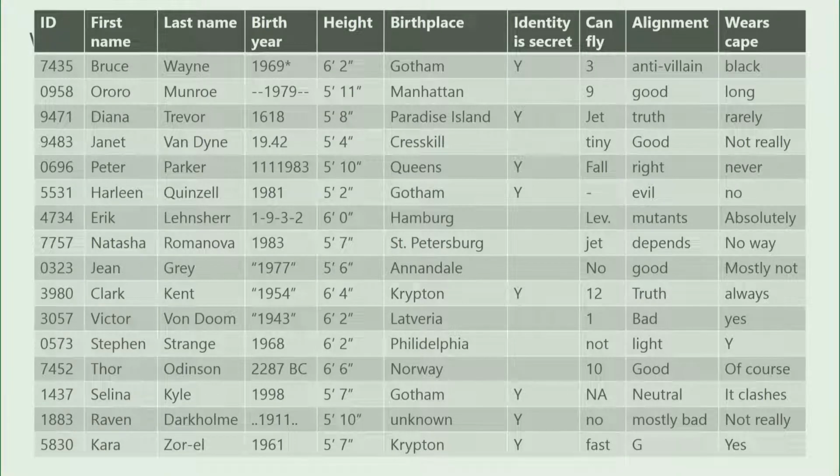So here's an example data set to show what I mean. Now, the first thing to do when presented with a new data set, I like to go through each of the columns and just make sure I understand what's there. So here we have ID, looks like some kind of identification number, a first and last name, a birth year, the individual's height, the place they were born, whether or not their identity is secret, information about whether they can fly, their alignment. Looking at the data, it's like whether they're good or bad, and whether or not they wear a cape. So in this data set, we can see it's nice and rectangular.